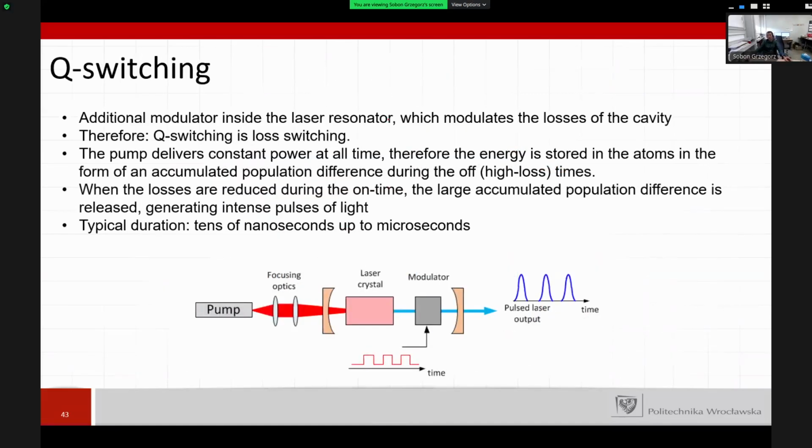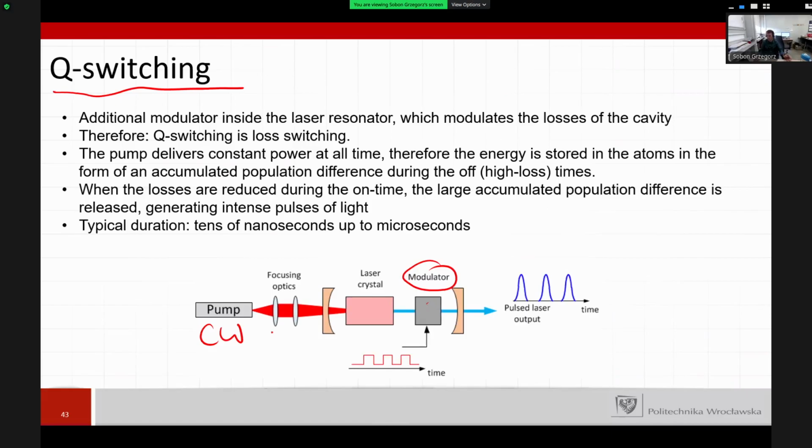And the third method of making pulsed lasers is so-called Q switching. This is the method where we apply a modulator inside the resonator. This might be an acousto-optic or electro-optic modulator, placed inside the resonator, and we apply a signal to drive this modulator. So we just modulate the losses of the cavity. The pump is delivered constantly. This is a continuous wave pump, so we constantly pump our gain medium.